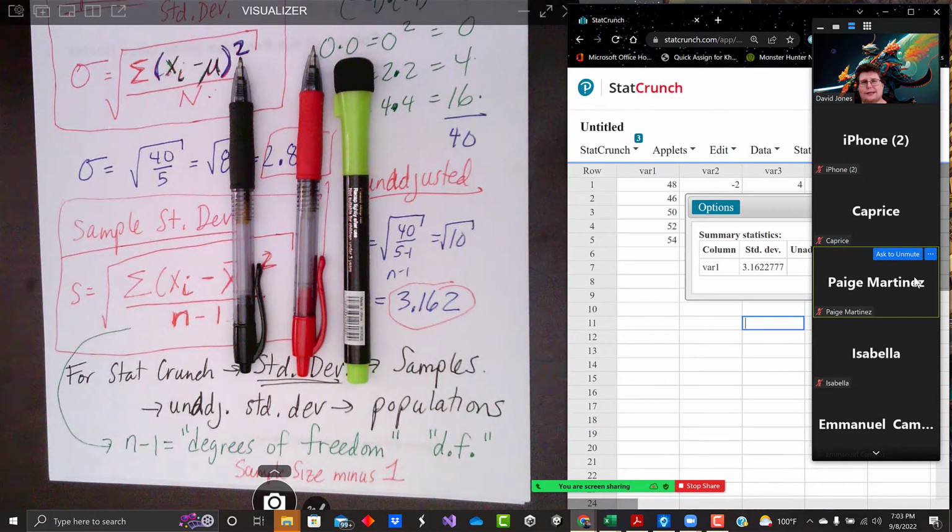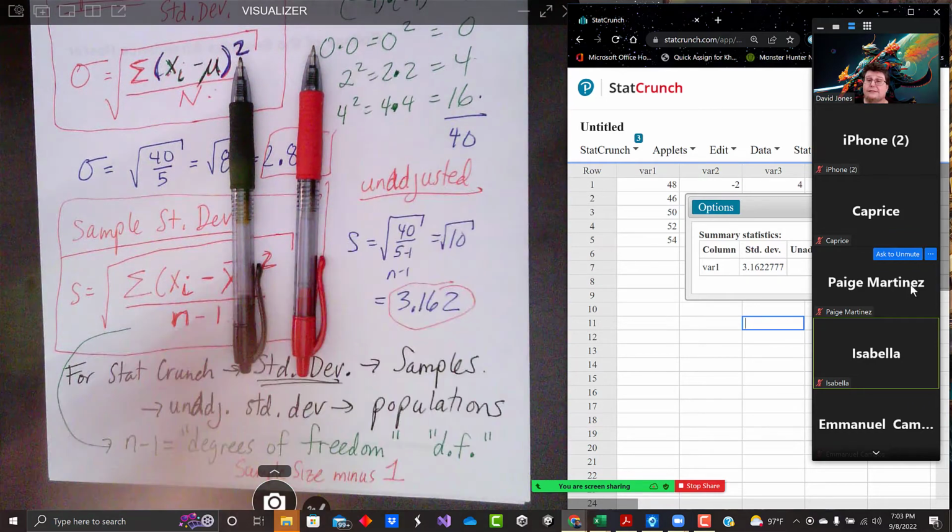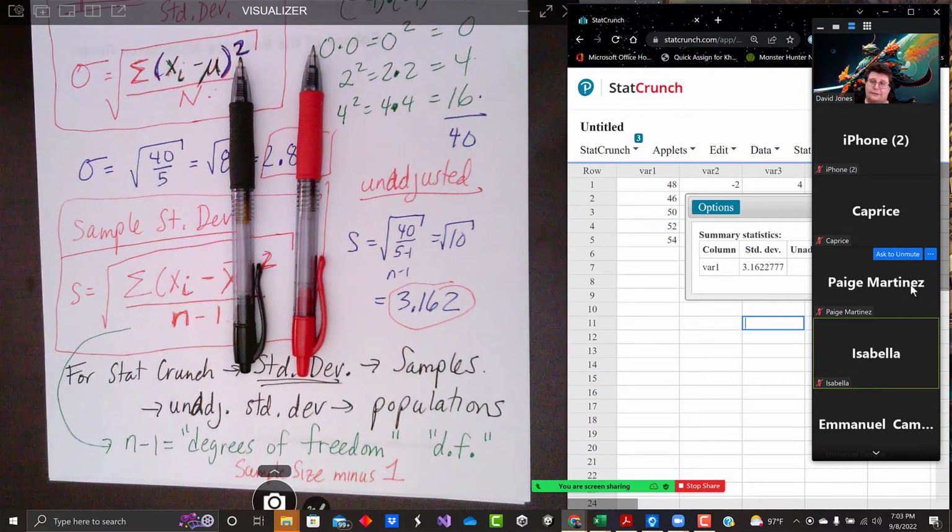Isabella, your choice now. You got 3 choices. Blue and green are off the table. Someone else already chose them. You want black, red, or, I don't know, puke green? What is that? That's an ugly green. Green. Green? All right, Emmanuel. You get black or red. Not a lot of options left for you. Which one? Red. You want red? Okay.